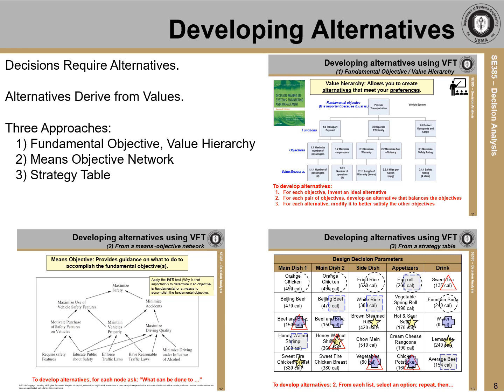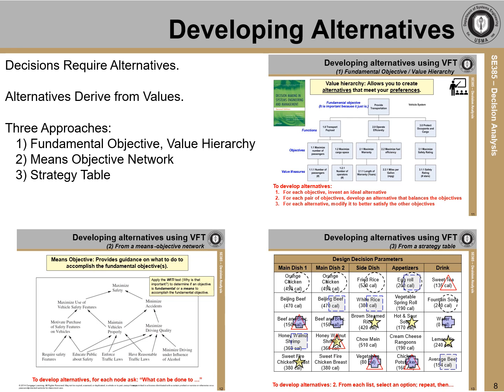The first is the fundamental objective approach, which uses a value hierarchy, and this is similar to, again, what we use in SE301. You develop your value hierarchy that's derived out from your fundamental objective, look at your functions, your objectives, your value measures, and then look at how you're going to meet those value measures.